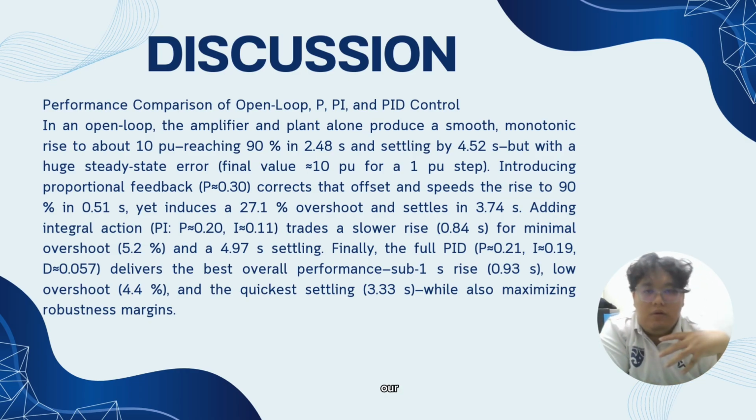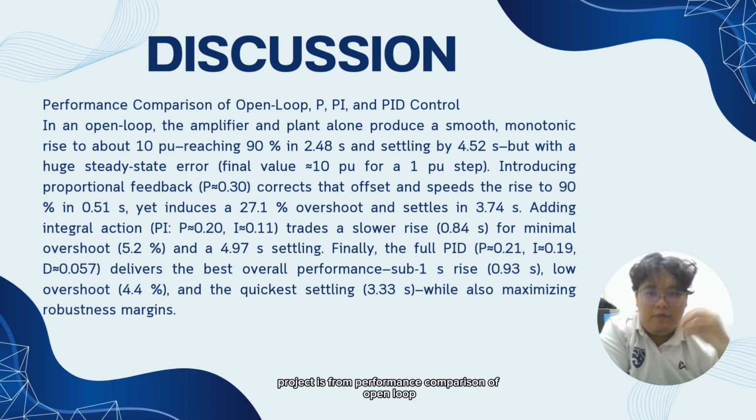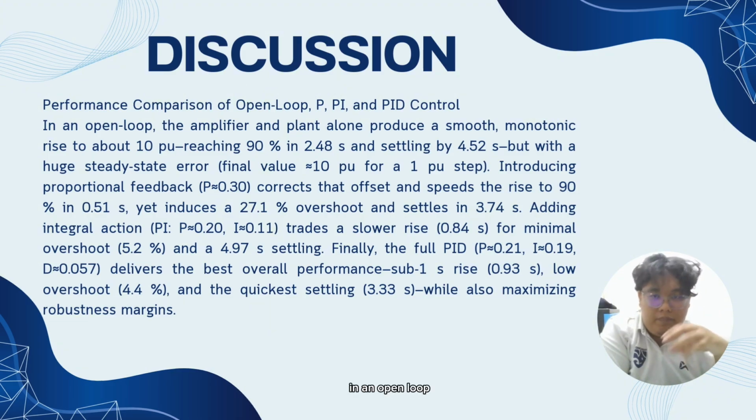For discussion, our project is the performance comparison of open loop, P, PI and PID control. In an open loop, the amplifier and plant alone produce a smooth monotonic rise to about 10 pu, reaching 90% in 2.48 seconds and settling by 4.52 seconds, but with a huge steady state error. Final value is 10 pu for a 1 pu step.